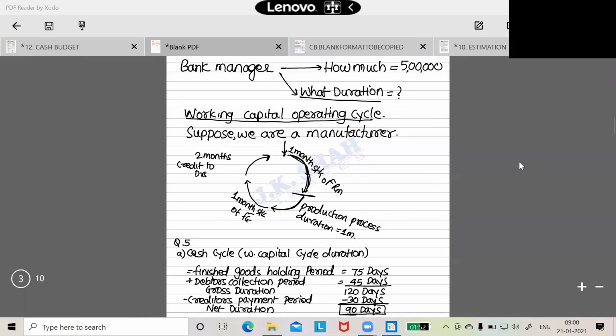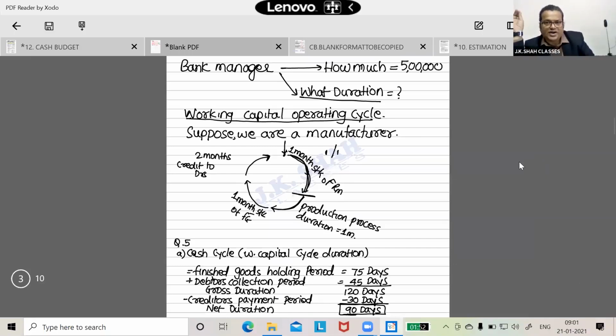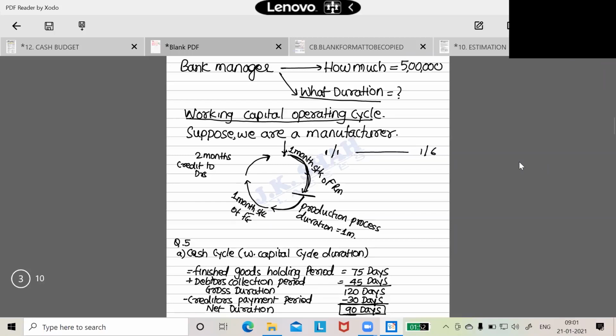Let's say on 1st January I start with this process. 5 months. So it will end on when? 1st June. Means from 1st January my money will start getting blocked, and it will be released on 1st June. On 1st June we'll realize the payments from the debtors, right? That's where our cycle will get over. How did we start our cycle? By buying the raw materials.